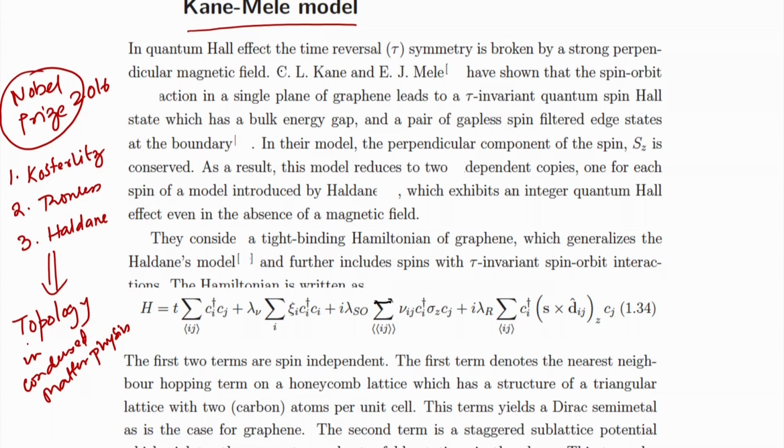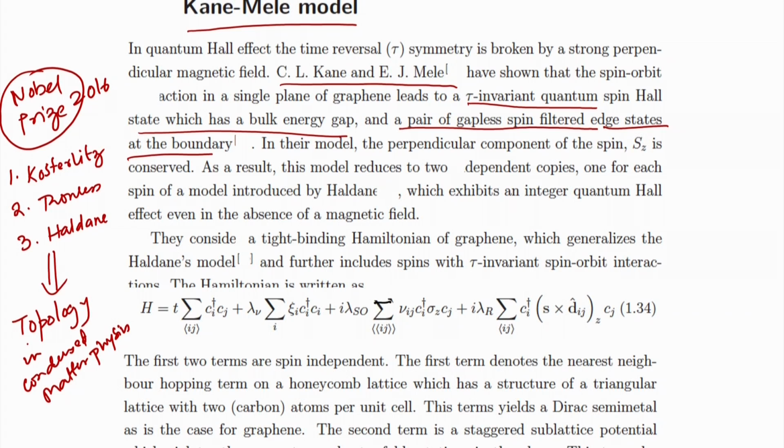So, in the quantum Hall effect, the time reversal symmetry, as we have said, is broken by a strong perpendicular magnetic field. Now, Kane and Mele have shown that the spin orbit interaction in a single plane of graphene leads to a time reversal invariant quantum spin Hall effect, which, as we know now, has a bulk energy gap and a pair of spin filtered edge states. Spin filtered means spin resolved edge states at the boundary. And in the model, the perpendicular component of the spin, Sz, is conserved.